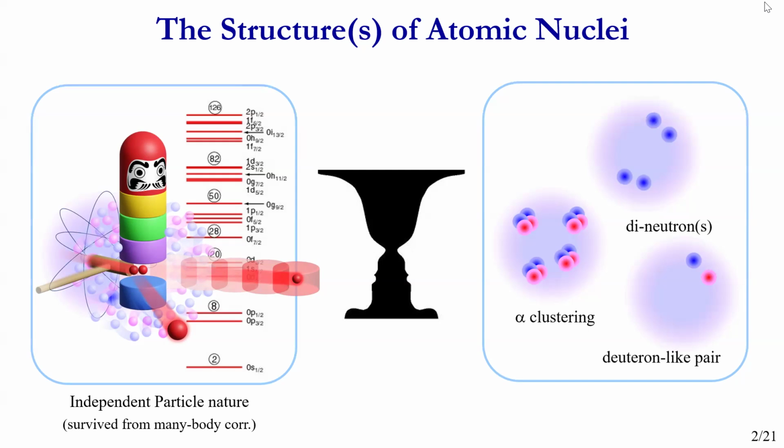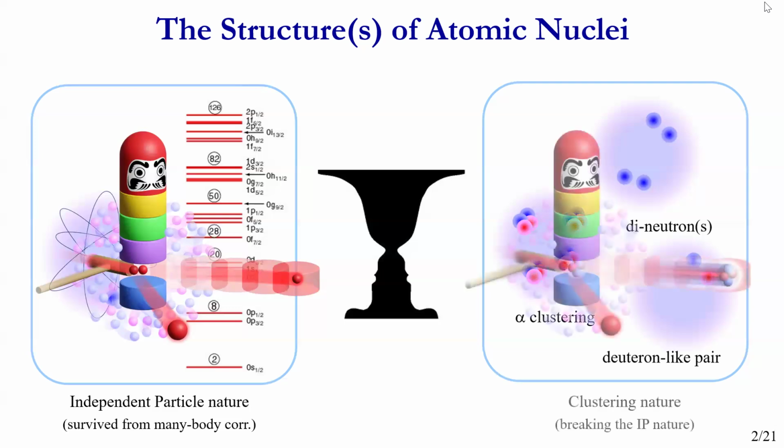And if we are interested in this cluster structure, we can knock out the cluster of interest. By that, we can see the clustering nature of atomic nuclei, which breaks the independent particle nature. This is what we are currently doing, and that should be the main content of my talk.